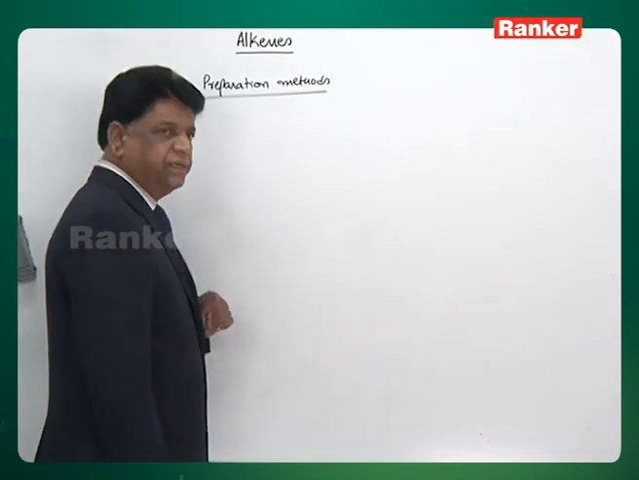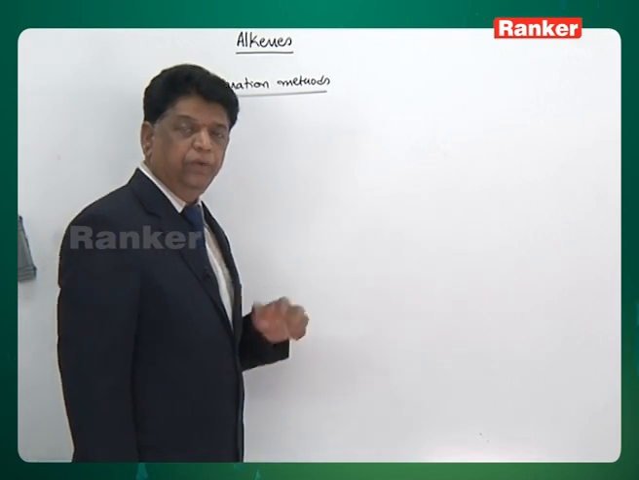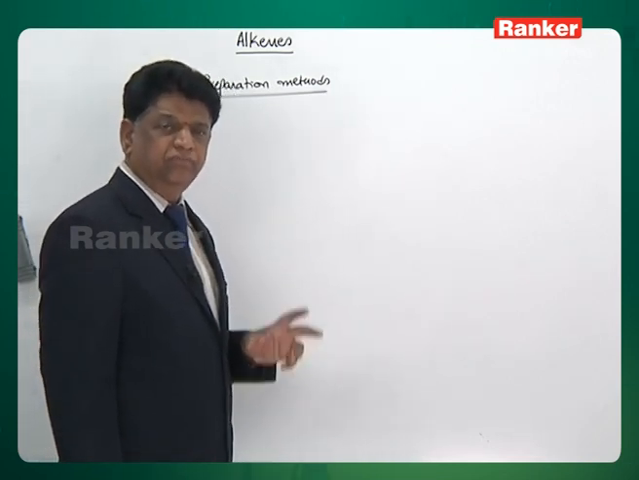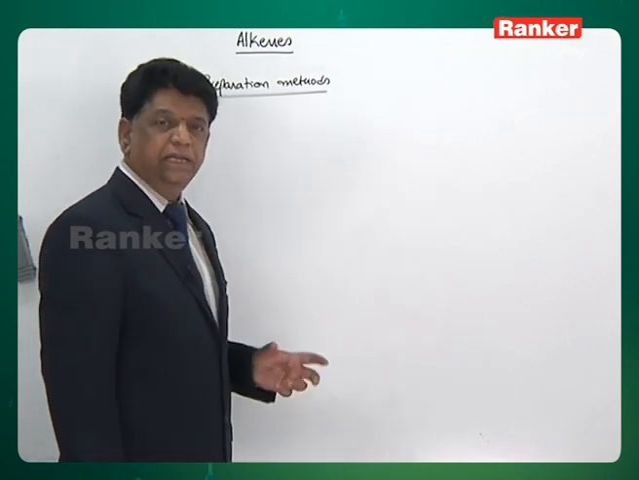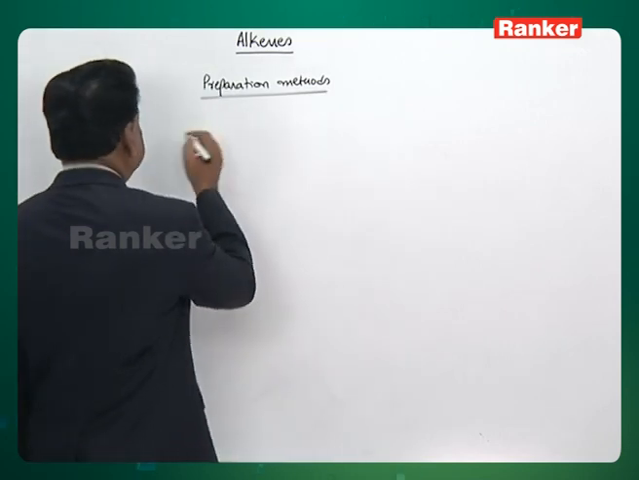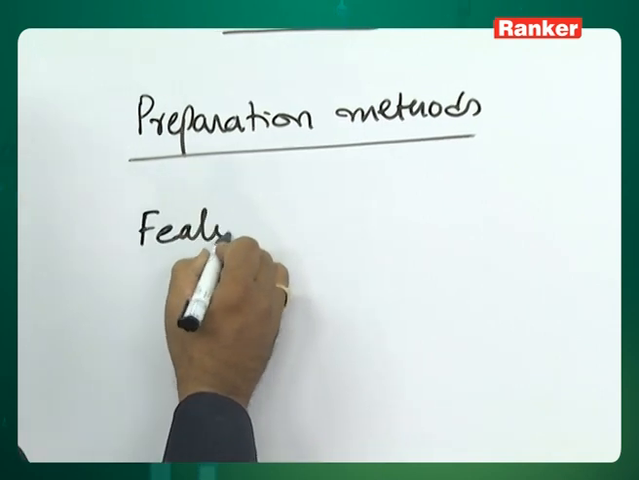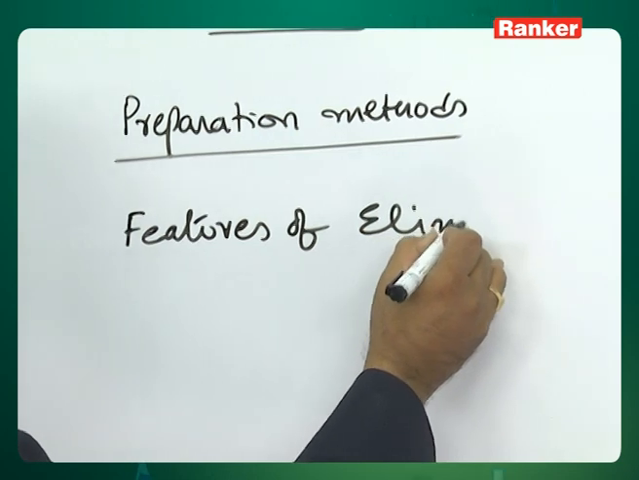So, under the preparation method, as I said, the elimination method specially, when you are applying this elimination reaction, the reaction has some features, little difficulty. If a bigger alkene is taken, what happens? So, these are all under one statement called the features of elimination reaction.